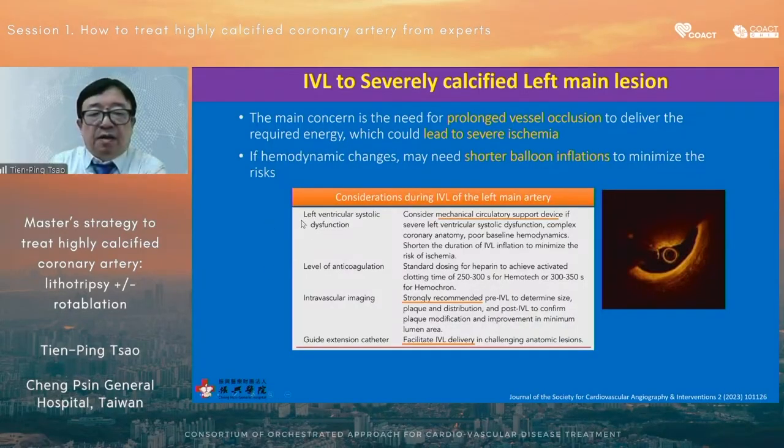When there is LV systolic dysfunction, we may consider using MCS support, and the level of anticoagulation is the same as the standard PCI procedure. Intravascular imaging is strongly recommended. The guide catheter sometimes is needed to facilitate the IVL delivery in challenging anatomy lesions.